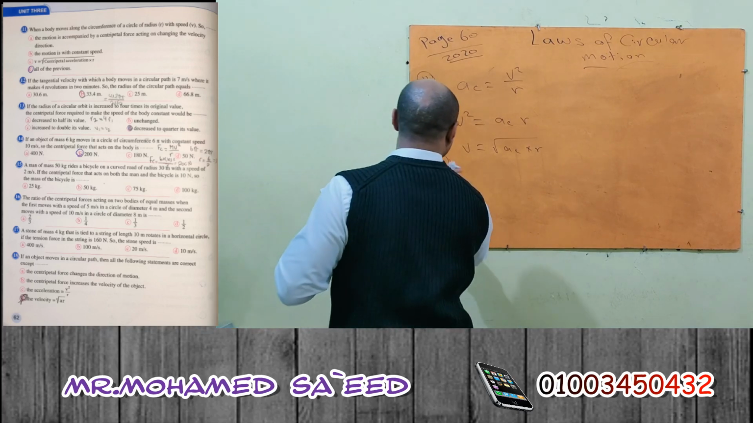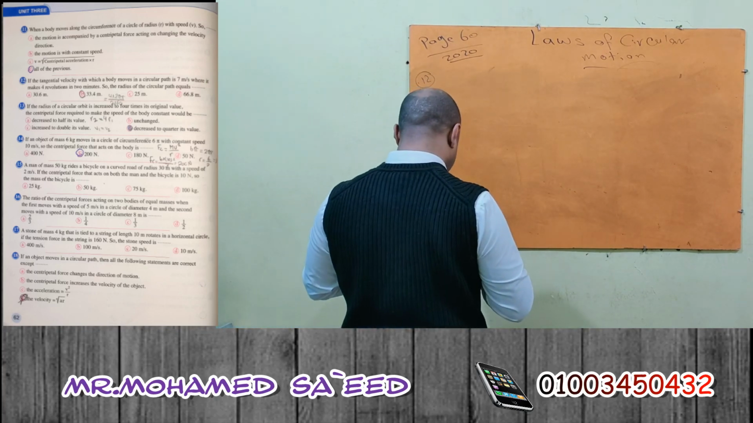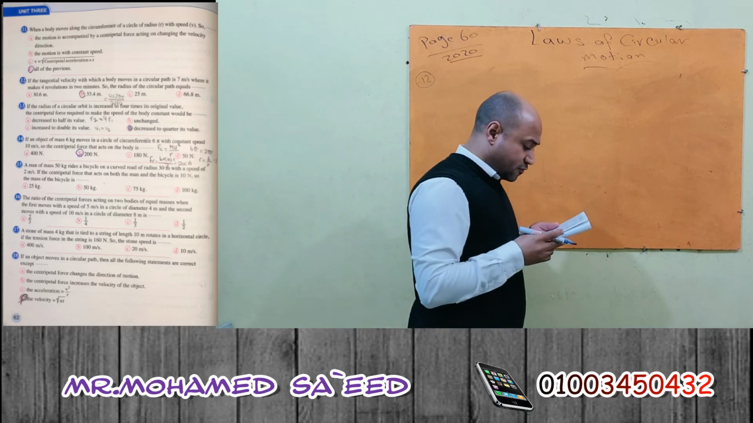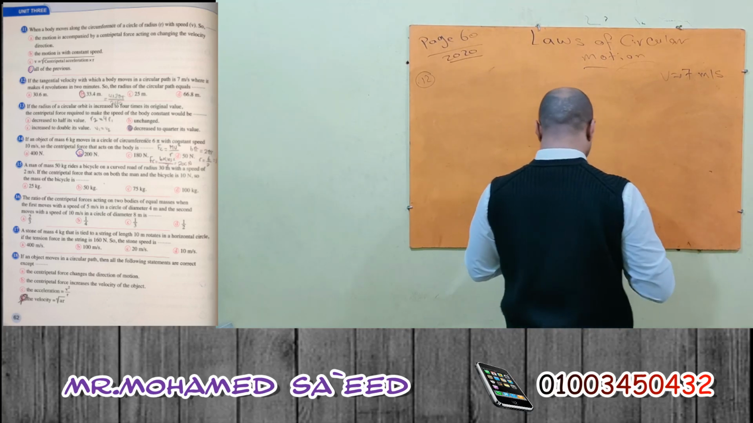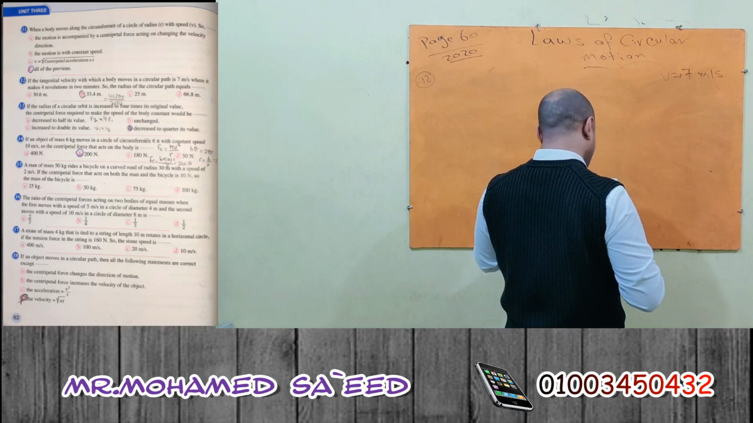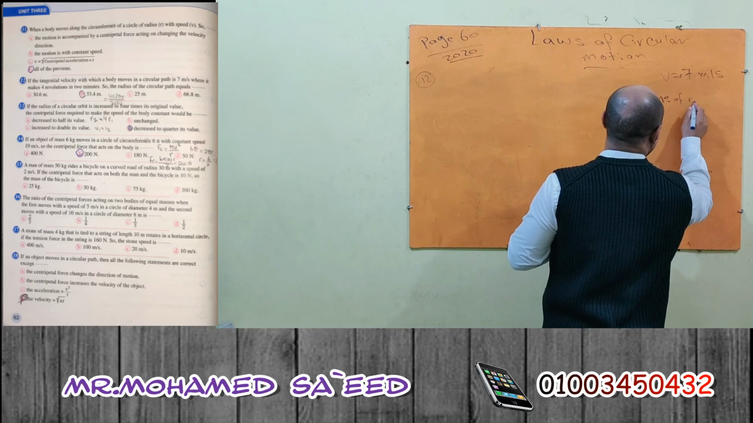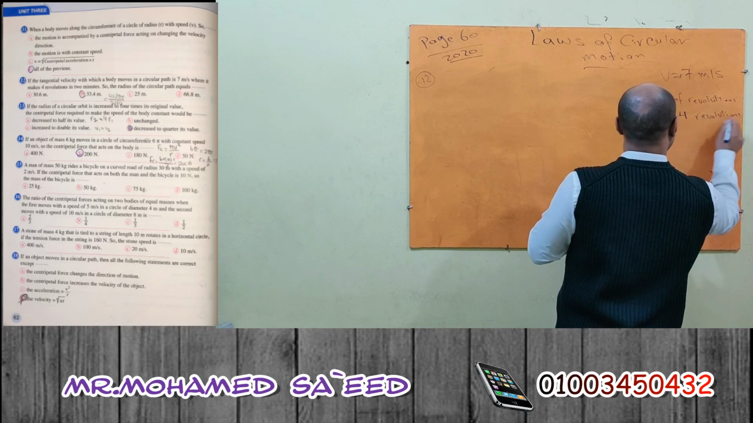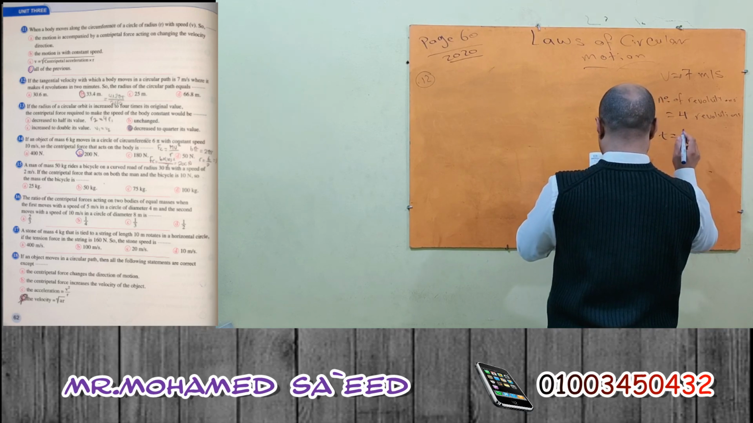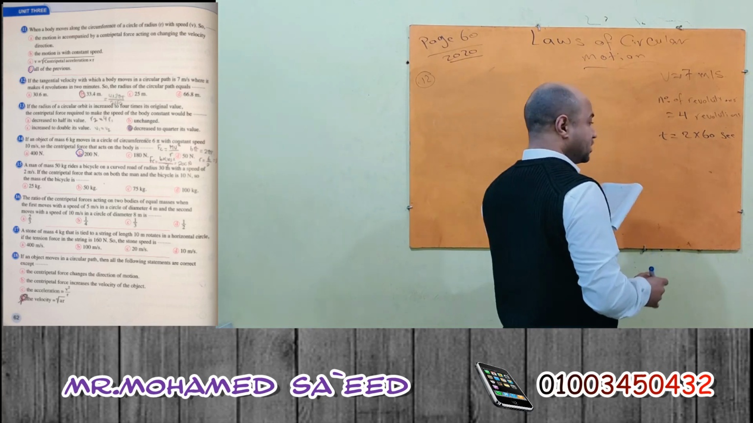Okay, question number 12. If the tangential velocity with which a body moves in a circular path is 7 meters per second, V equals 7 meters per second, where it makes 4 revolutions in 2 minutes. Number of revolutions equals 4 revolutions. Time for 4 revolutions is 2 minutes, 2 times 60 seconds, to convert it into seconds. So the radius of the circular path equals what?